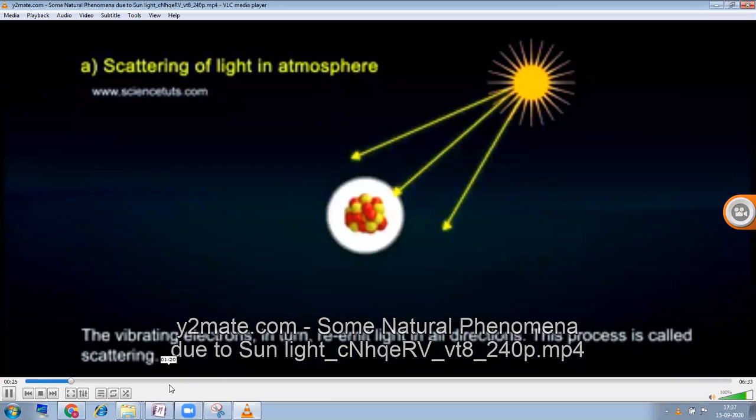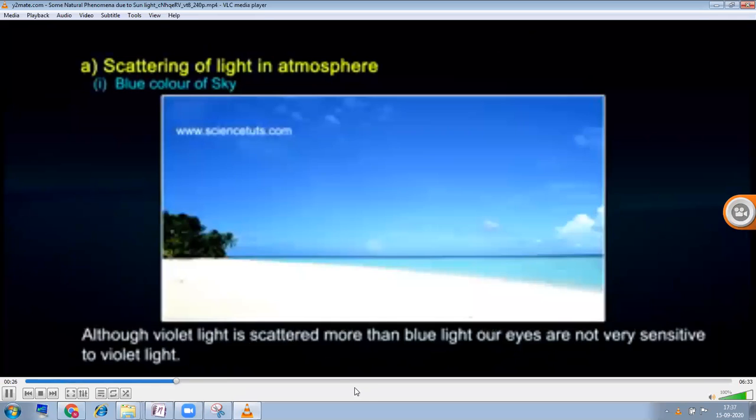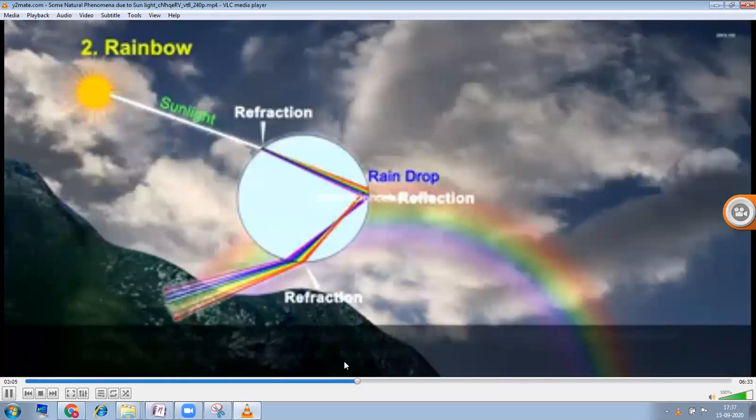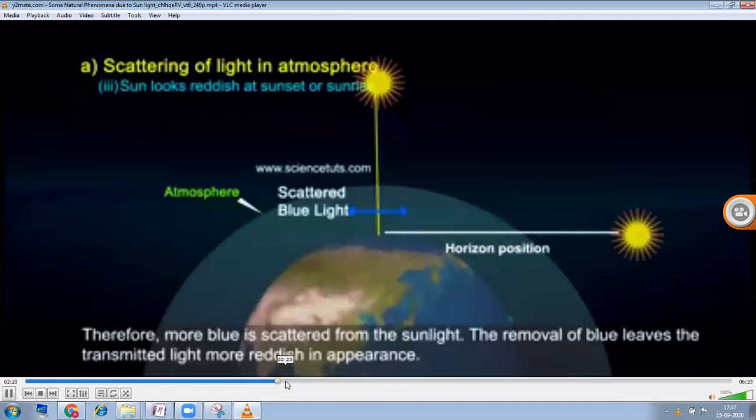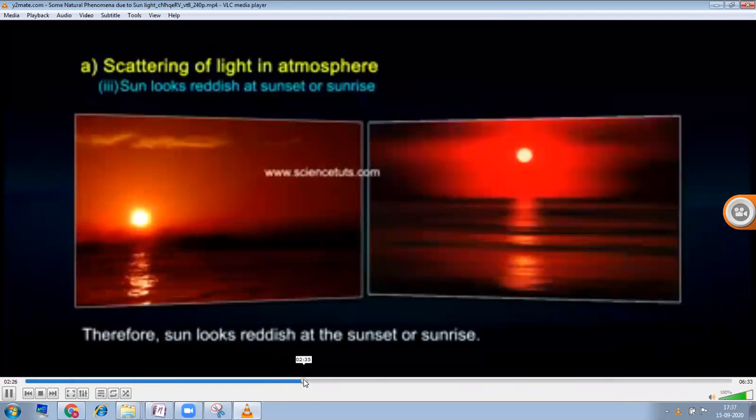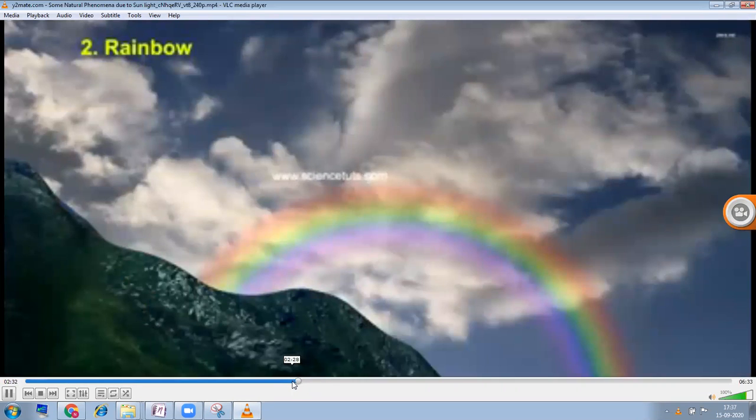Scattering of light, emitting electrons, in turn, more than blue light drops. Sometimes, forms of bows light. The removal of blue, therefore, sun looks for arcs too.